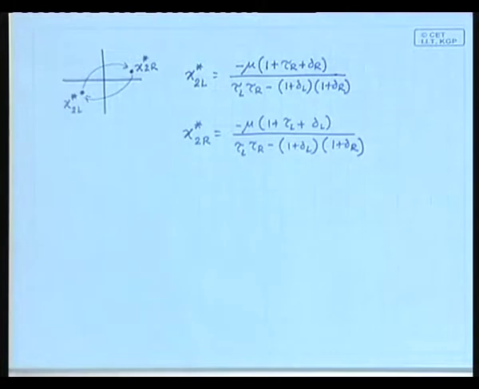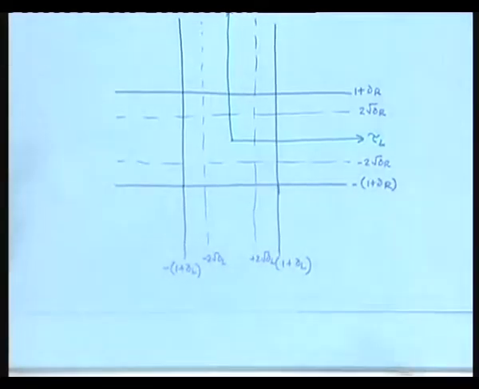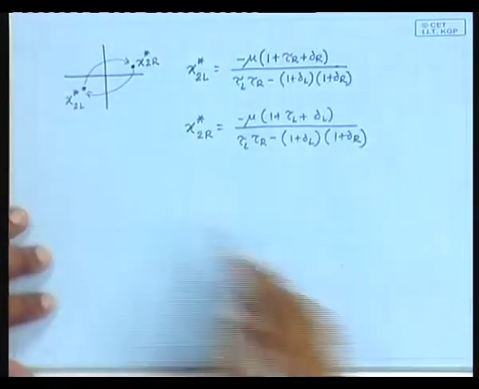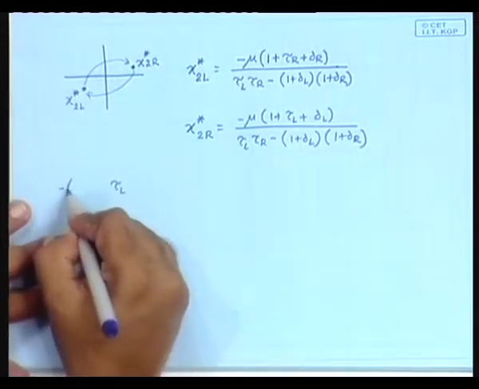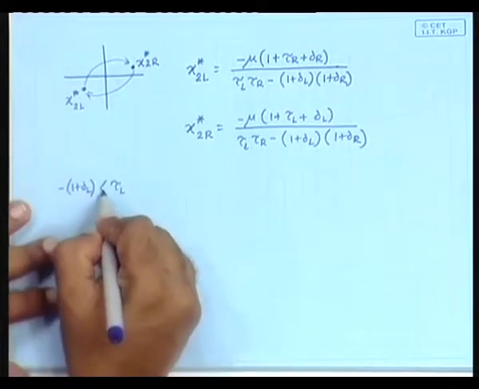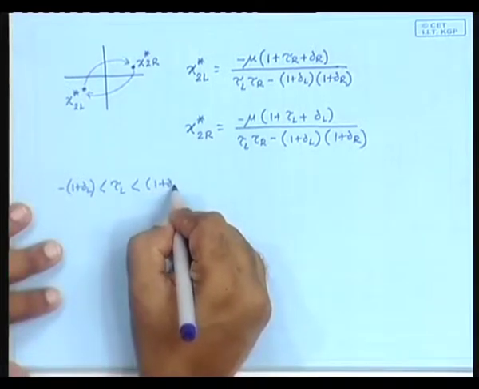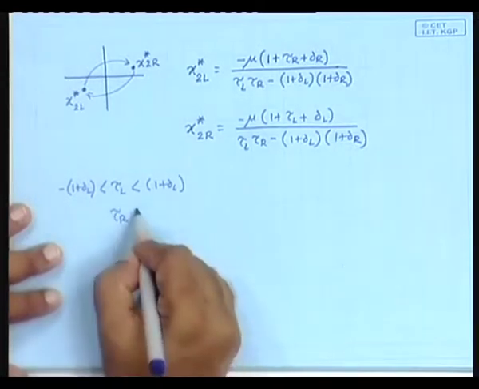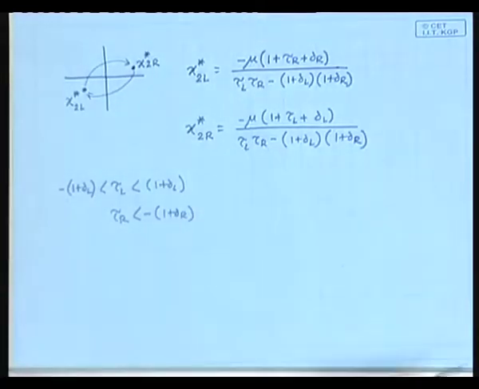And on that basis we had proceeded to at least try to infer about the existence of this period 2 point. See, we are talking about this range. In this range, the condition is tau L is between minus 1 plus delta L and tau R is less than, right, that was the condition.